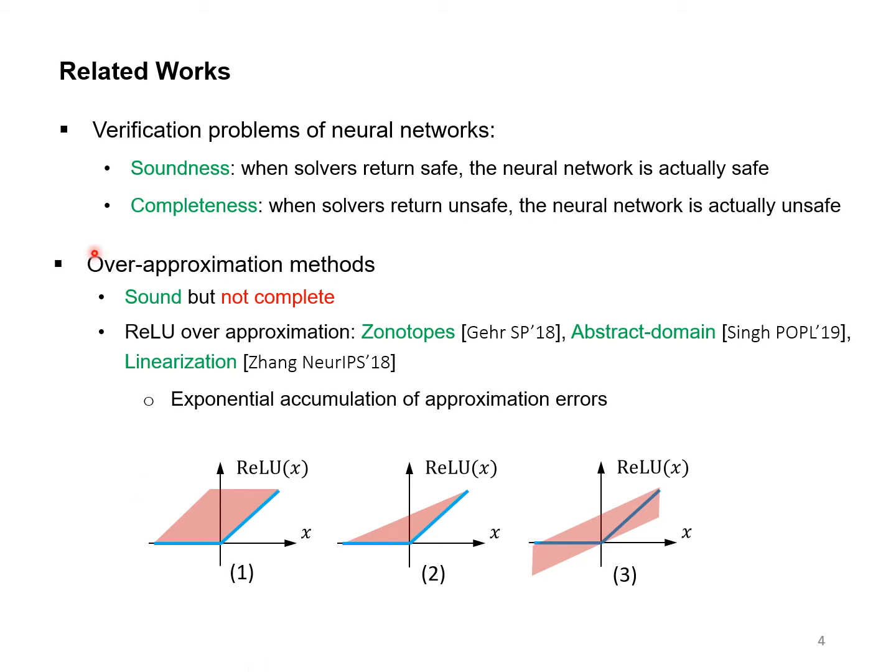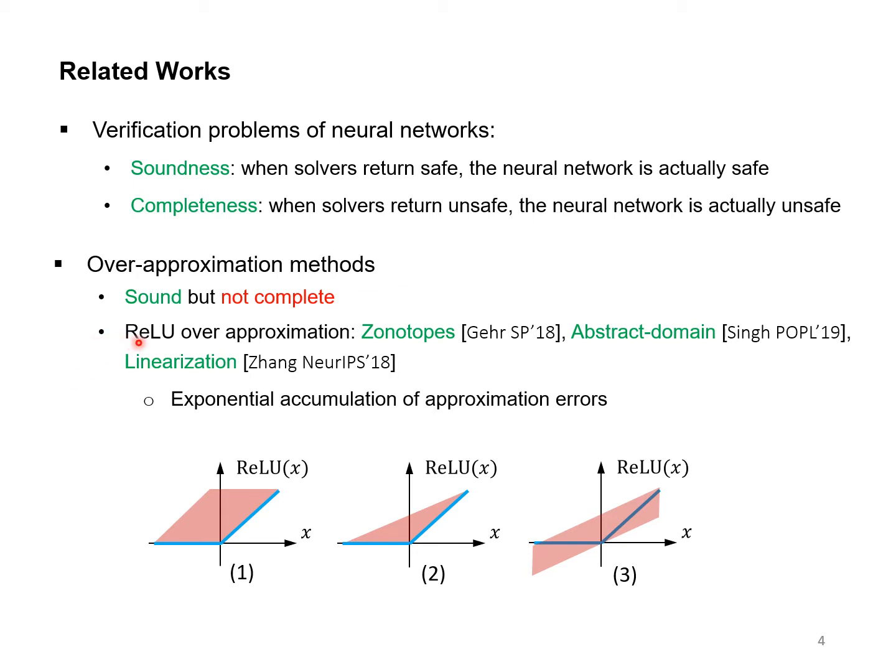First of all, I will introduce soundness and completeness in the verification problems of neural networks. The soundness means when the solvers return safe, the neural network is actually safe. The completeness means when the solvers return unsafe, the neural network is actually unsafe. For over-approximation methods, they are sound but not complete, which means they can determine the neural network is safe, but they cannot determine the neural network is unsafe.